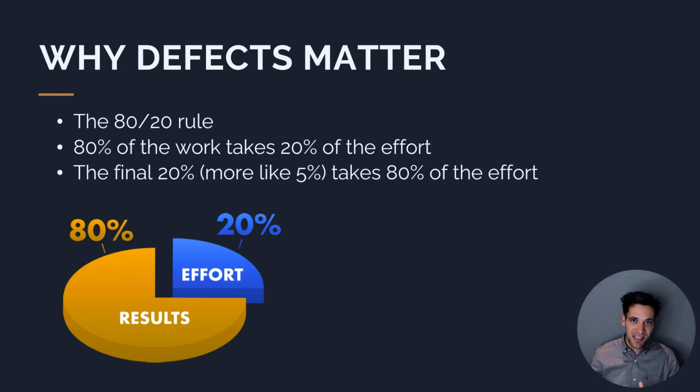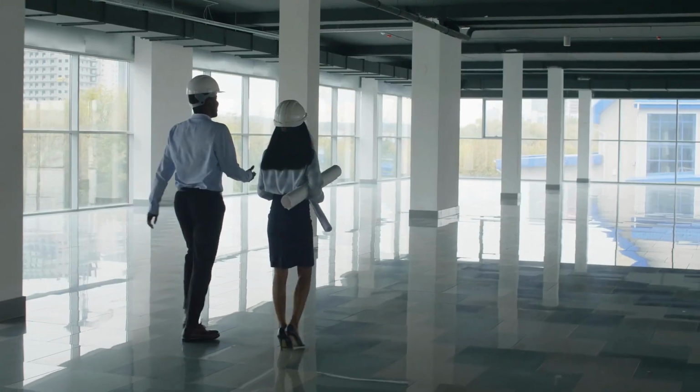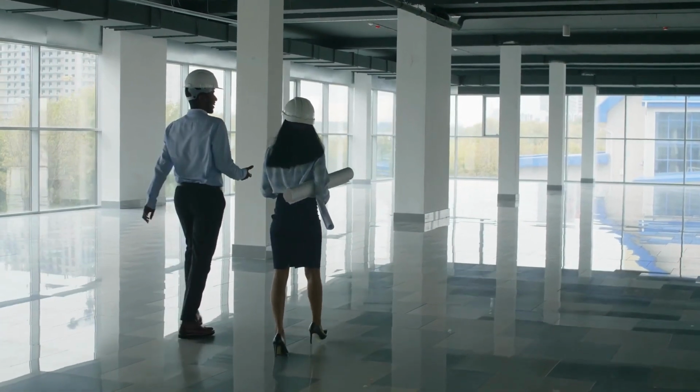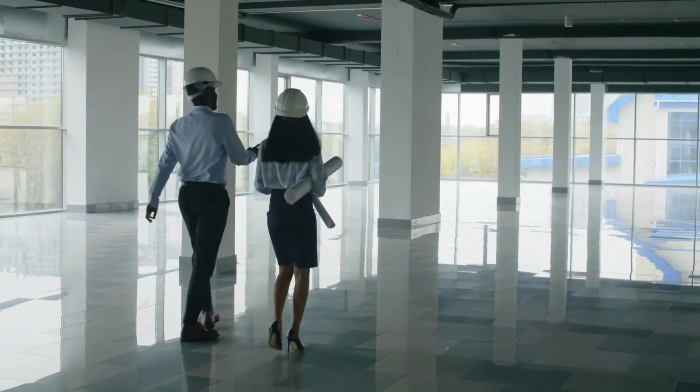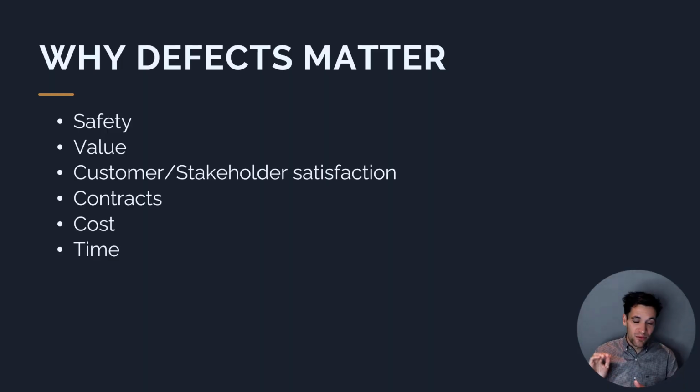And closing these out successfully is critical to getting paid on time, to finishing the project successfully, handing over to our client. Time and again, you see construction projects fail, even though for the majority of the work they've been delivered successfully. However, through the closeout phase, there are all these legacy defects that quickly chew through the project's profit margin. Extending on this, we can categorize the reasons defects matter, and I'm going to explore each of these in more detail: safety, value delivered, customer and stakeholder satisfaction, contracts, cost, and time.